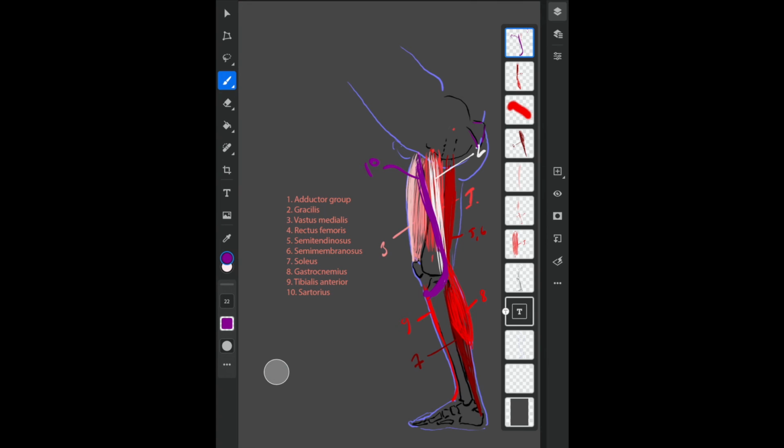Now it's time for you guys to get out your charts, get out your poses, and see what this looks like in practice.